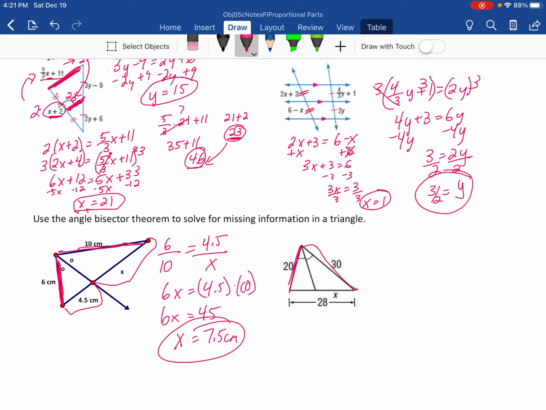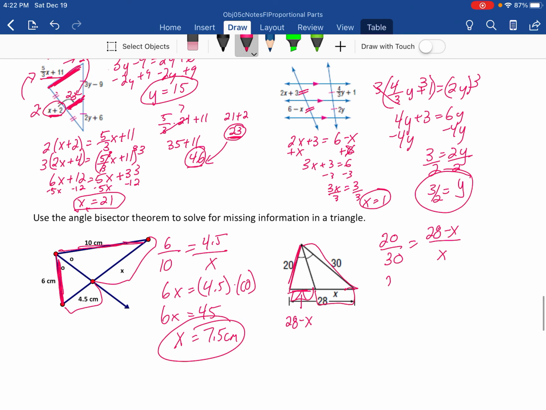The same thing can be said for this one right here. I know 20/30, so side over side is equal to, now the problem is we don't have this part. I'm going to call this part 28 minus x. So this is going to be 20/30 equals 28 minus x over x, because we need the part over part. So I cross multiply. That's going to be 20x is equal to 30 times 28 minus x.